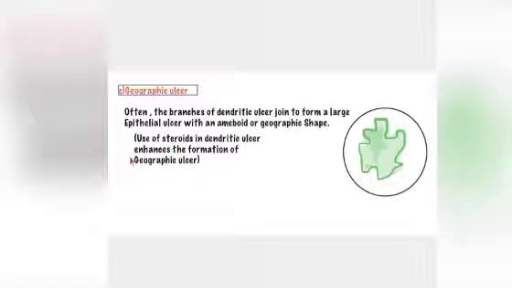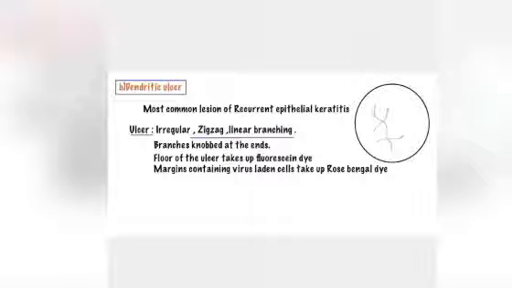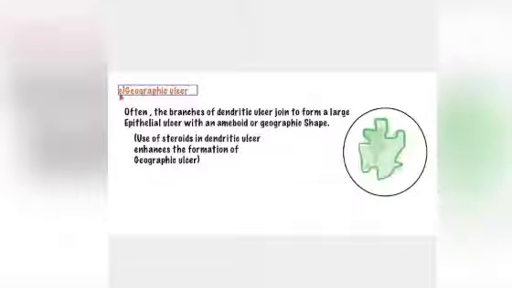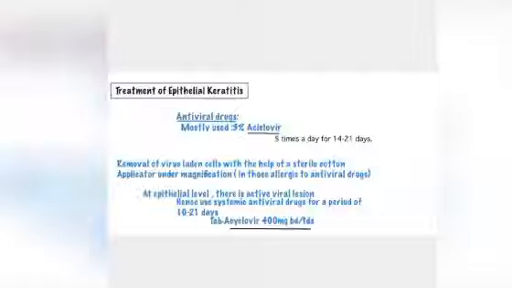Use of steroids in a dendritic ulcer also enhances the formation of a geographic ulcer. So a geographic ulcer can form on its own, or when someone uses steroids for the treatment of a dendritic ulcer. A patient having a dendritic ulcer who uses steroids will only develop a large ulcer, which is a geographic ulcer. So steroids are contraindicated in dendritic ulcer or any epithelial ulcer because they enhance the formation of a very big ulcer. This is how you draw a geographic ulcer: no definite shape, just like an amoeba.